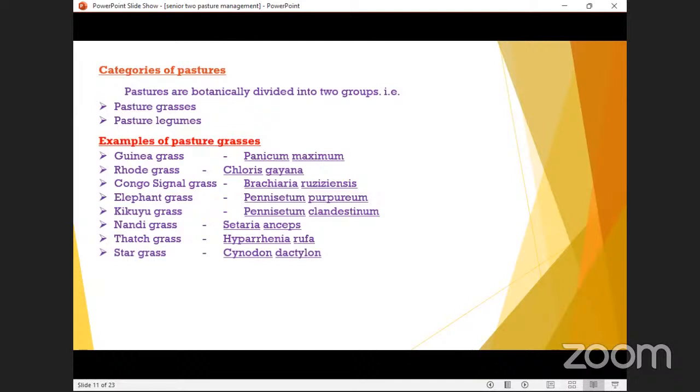We have elephant grass, which is Pennisetum purpureum. And then we have Kikuyu grass, Pennisetum clandestinum. Nandi grass, we have Setaria sphacelata. Thatch grass, Hyparrhenia rufa. Then the last one we have is the star grass, Cynodon dactylon. So those are some of the grasses.